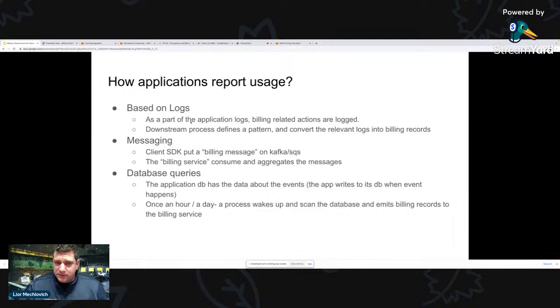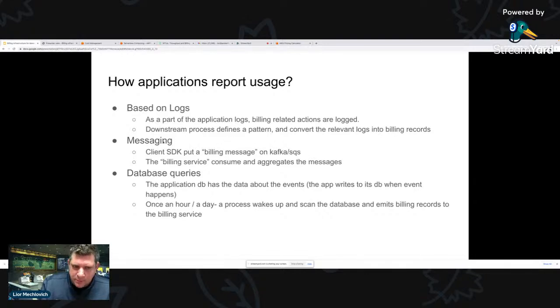So it can be based on logs, right? A lot of applications do this if they don't want to touch the system. I can do some downstream process and define the pattern, so every time I see start or stop, I can convert it into a billing event and send the event to the billing service. Some people are doing this. So based on logs, there could be messaging.